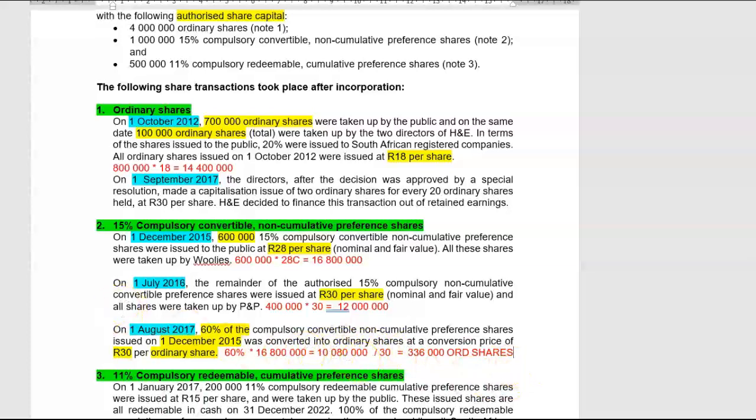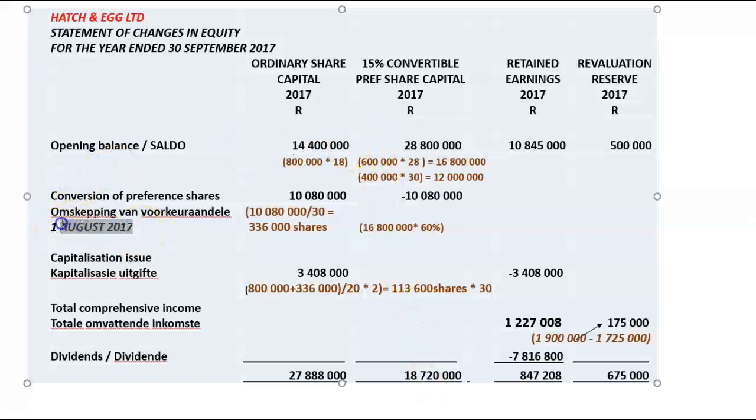So let's do the conversion first on a statement of changes in equity. On 1st of August 2017, I just want that one, the date, we have converted 10,080. Now remember, with a conversion, we only move one type of capital into another class of capital. So whatever we're going to take out here as pref share capital, we're going to include in our ordinary share capital. So it's just a move. And there I tell you 336,000, and this was 60% of that first issue of 16.8 million on the 1st of August. Then the capitalization issue took place, and that took place the 1st of September 2017. So very important there that you see that this happened after that conversion took place.